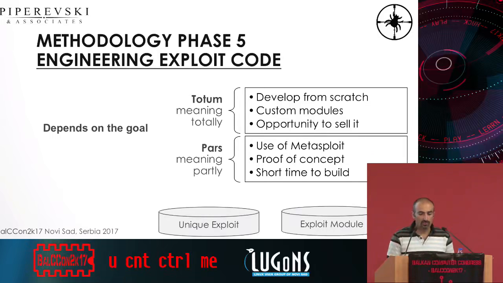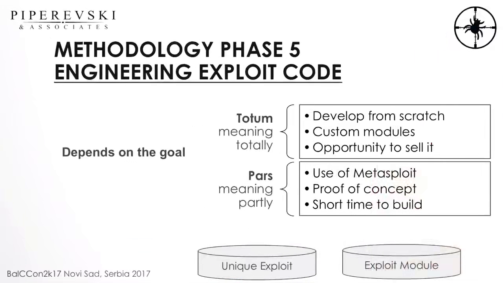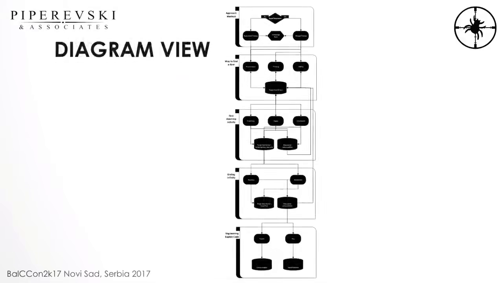Okay, so these databases, exploit module and unique exploit come up from phase 5. This is a diagram view. You cannot see anything here.